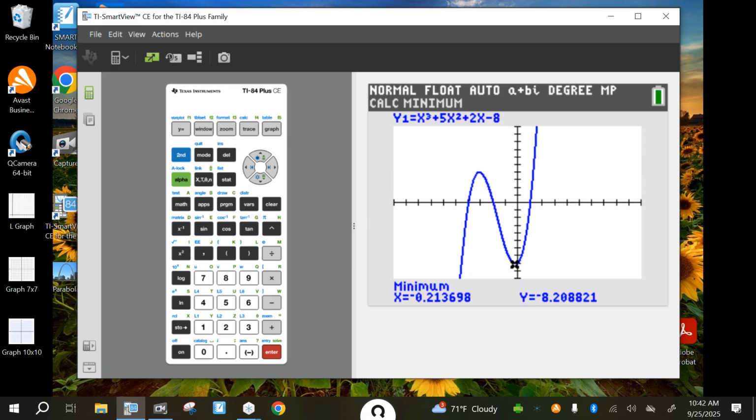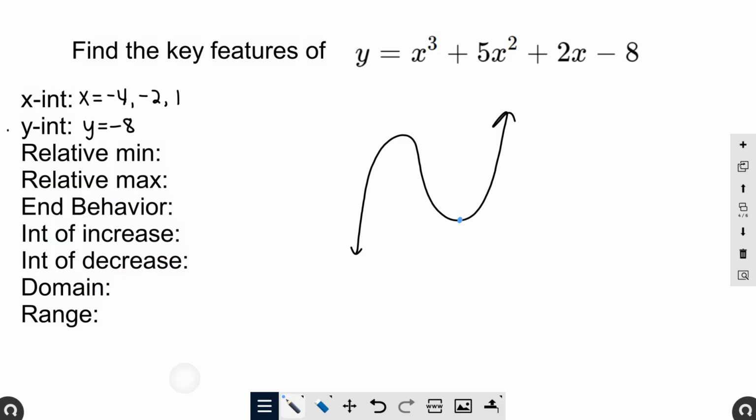Now I'm going to give you a hint. The x value is going to deal with your intervals of increase, decrease. So write this down as a coordinate point. You're going to have to round to 2 decimal places because it's not a pretty whole number. So my minimum is at negative 0.21 and negative 8.21. So negative 0.21, negative 8.21.